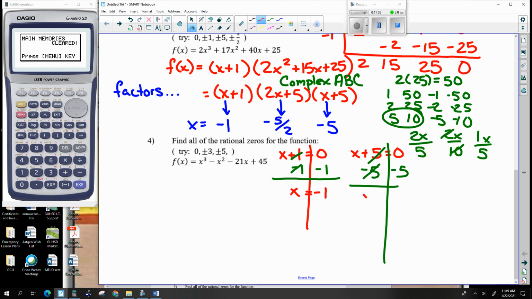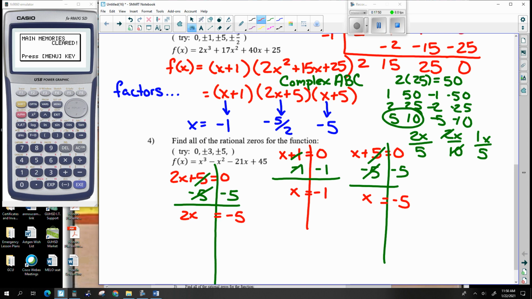And that leaves me with x is equal to -5, which again, it is. So that middle one, I can set 2x plus 5 equal to 0. And again, just do some basic math. -5. So that leaves me with 2x is equal to -5. Divide by 2. X is equal to -5 over 2, which it is, again.